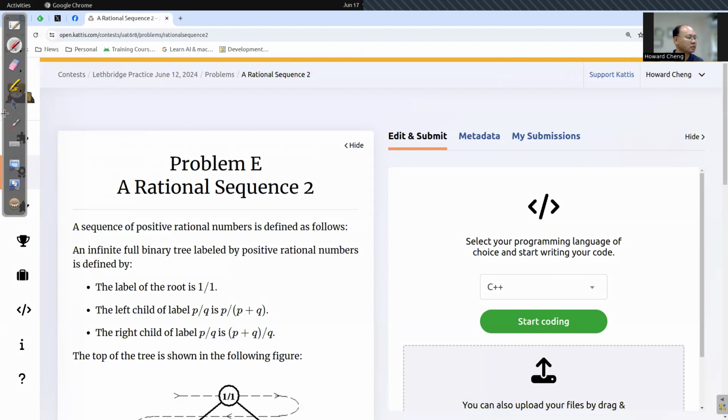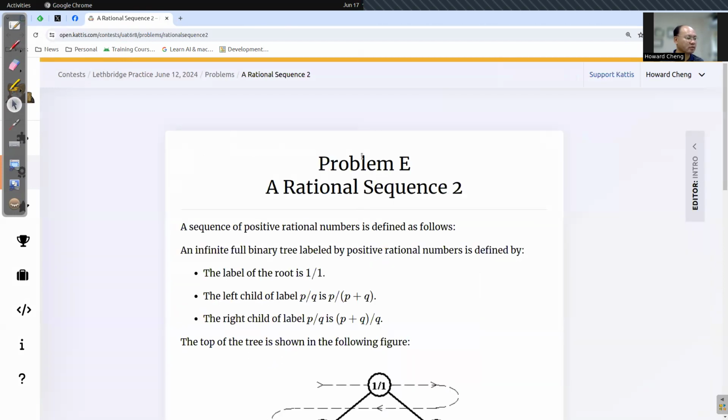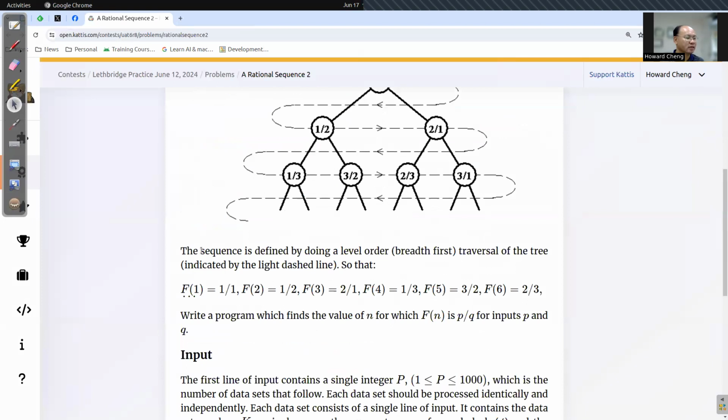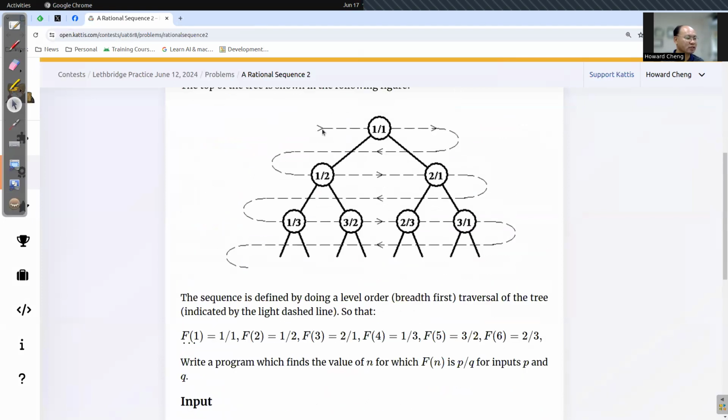Okay, a sequence of positive rational numbers can be defined like this. You start with the root as 1 over 1. Then whatever the node is, the left child of p over q is p divided by p plus q, and the right child is p plus q over q. It looks like this. And then you can look at this one level at a time. First level is 1, 2, 3, 4, 5, 6, 7, 8, 9, and so on.